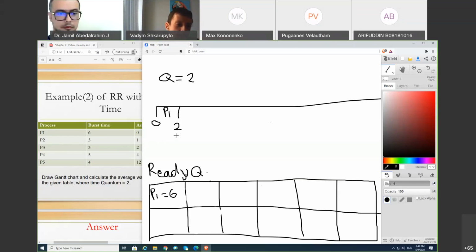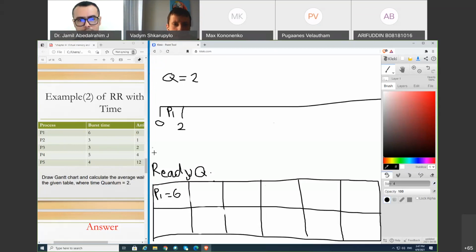And what if P3, P4, P5, or what? No, look, we arrive at 2 units. So we write P2 equal to 3 in the table. Before that, where is the arrival time 2 here? The arrival time for the second process, or what?